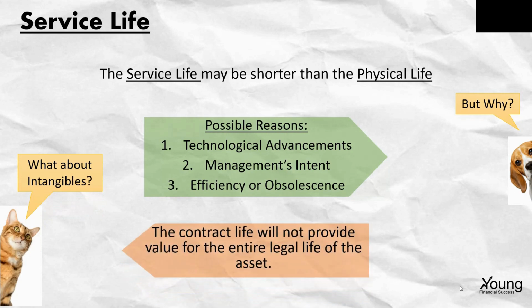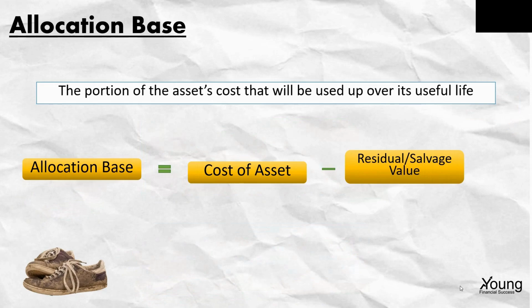So what about intangibles? We have lots of little helpers today. The contract life will not provide value for the entire legal life of the asset. That's when you're going to see the service life be shorter than the physical life. So we looked at this some in the last chapter when we talked about patents. A patent lasts for 20 years, so you would typically amortize a patent over 20 years. But if you determine that the service life is not going to be as long, it's not going to bring us value for a full 20 years, then we would amortize it over a shorter period of time.